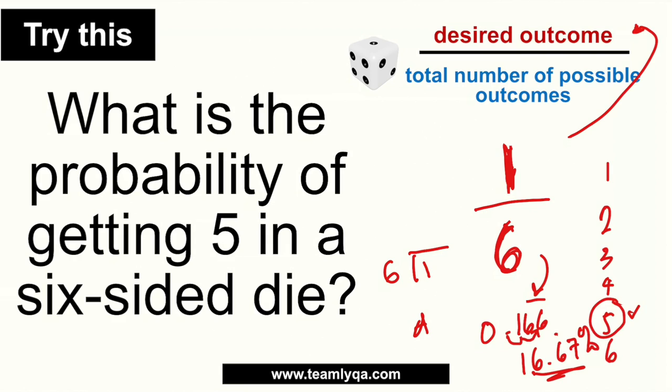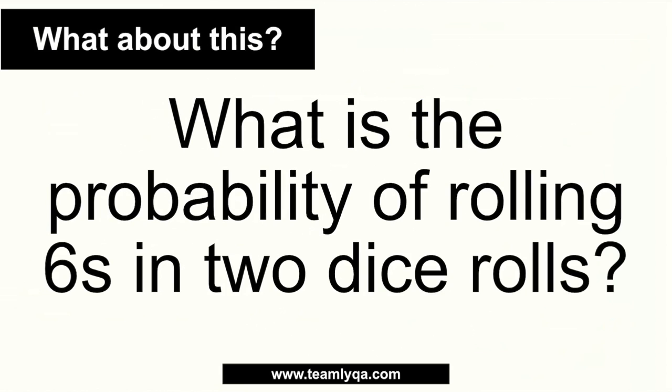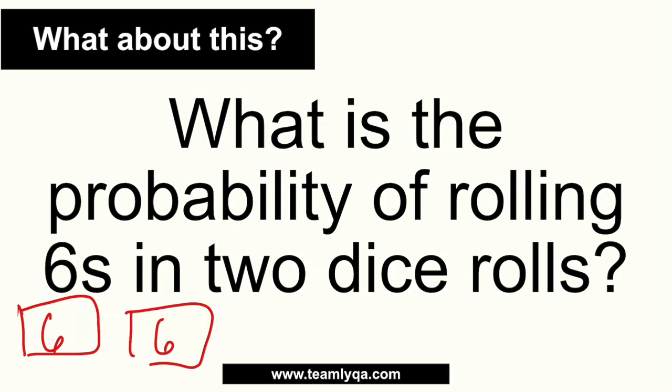Pero minsan, tumataas yung level ng difficulty. So sometimes, the question is this. What is the probability of rolling 6s in two dice rolls. So, ibig sabihin ng 6 is, dalawang beses na lalabas na 6. So, may isa kang die na 6 ang lalabas, tapos yung pangalawang die mo, 6 din.